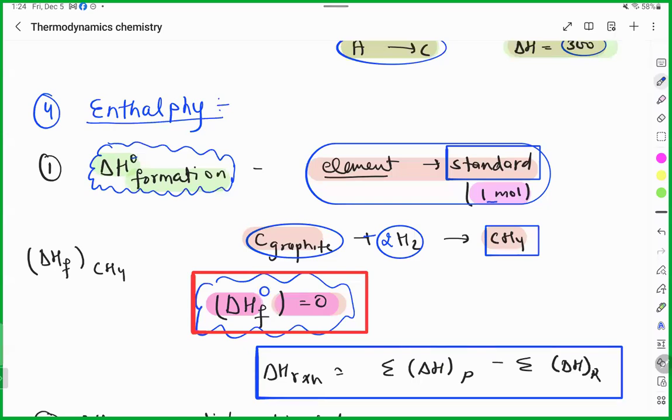Enthalpy of formation. If breakdown happens it will be positive, if addition happens it will be negative. Breakdown is positive. Here nothing is happening, so why is it zero? Because it is in the standard state. That is the main point. Standard state. Okay. The zero above represents the standard state.